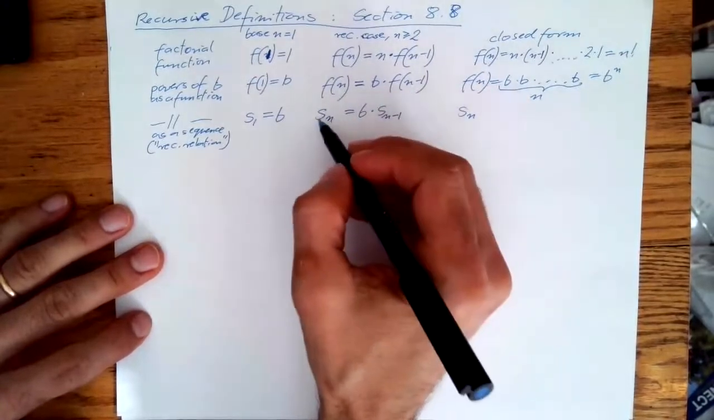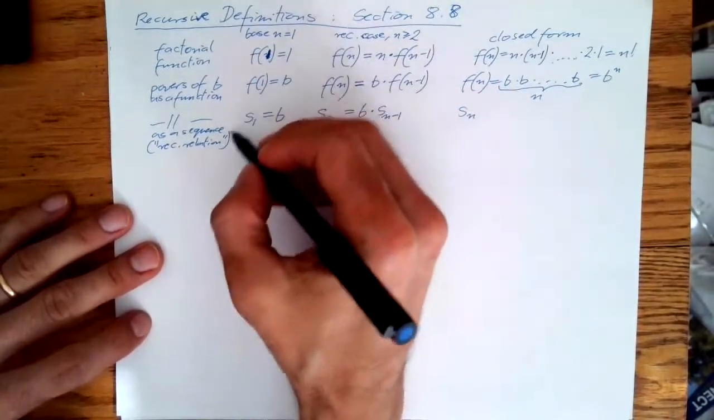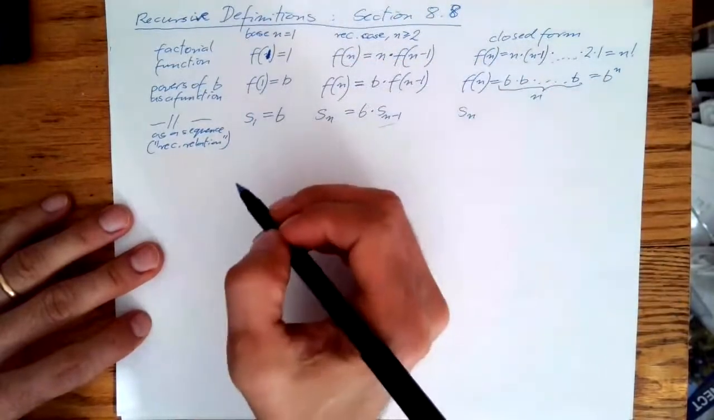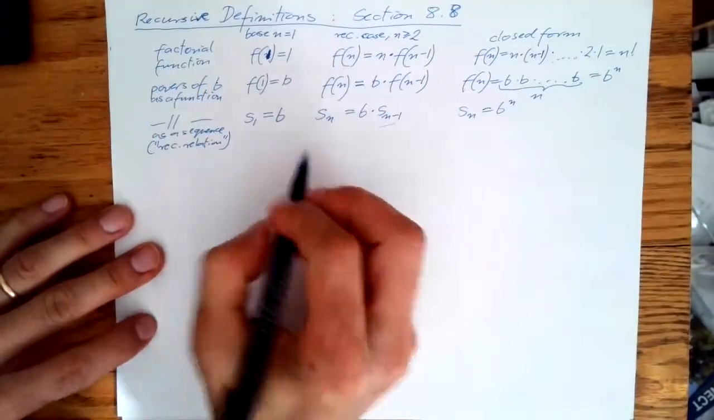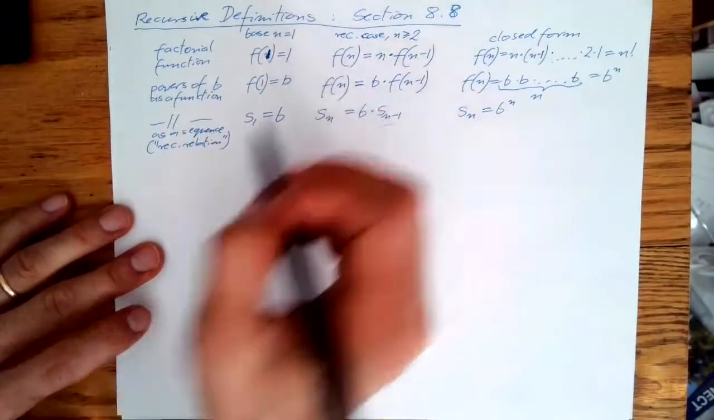so there's a one-to-one relation between this definition and this definition. They are one and the same thing, where basically you define S_i as f of i.